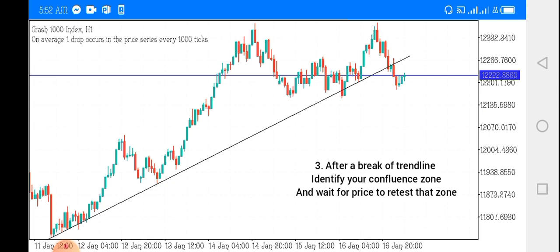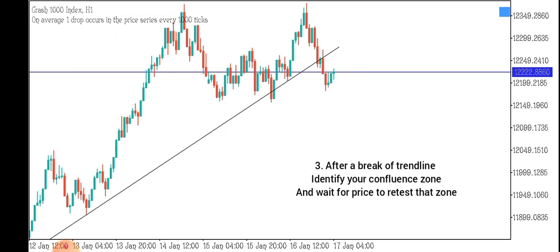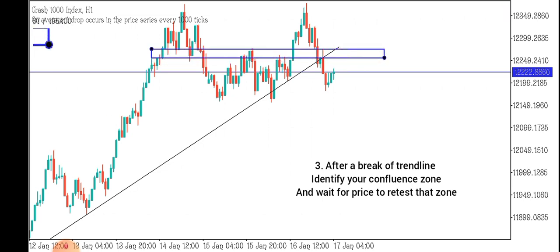Now, how do you know where the market is going to retest? You look for what I call a confluence zone. That is what I call it. It's where you see the market has reacted the most. If you check now, look at this place, guys. The market has reacted to this zone.